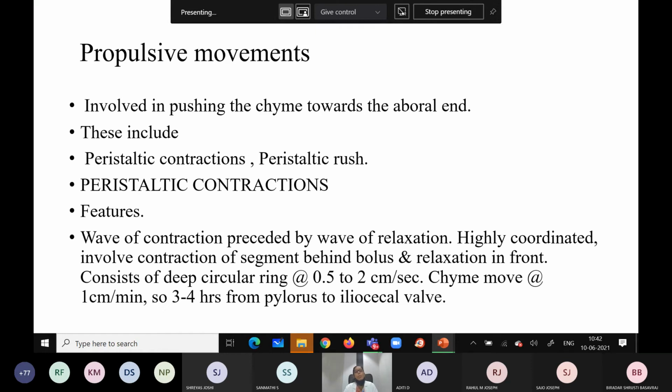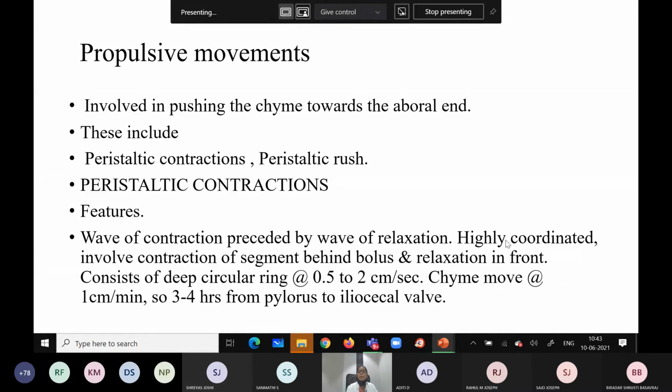Then propulsive movements. As I told you, propulsive movements are peristaltic contractions, and one more is the peristaltic rush. They are involved in pushing the chyme towards the aboral end, towards the rectum or anus. So these include peristaltic contraction and peristaltic rush. What are peristaltic contractions? Here a wave of contraction is preceded by a wave of relaxation, which is what I showed you in the diagram.